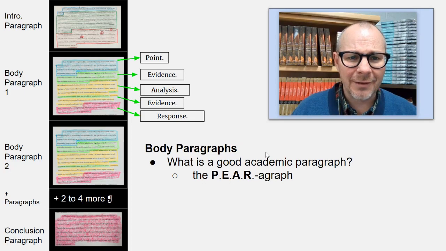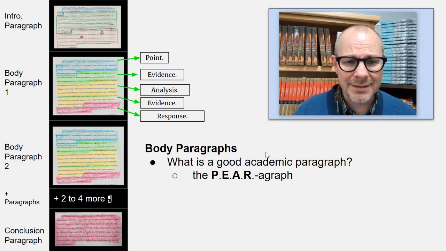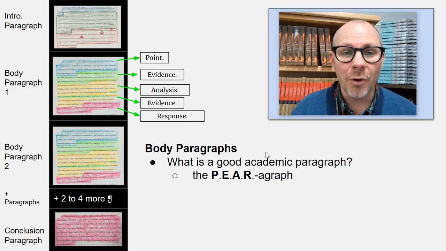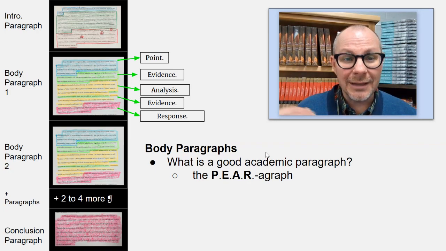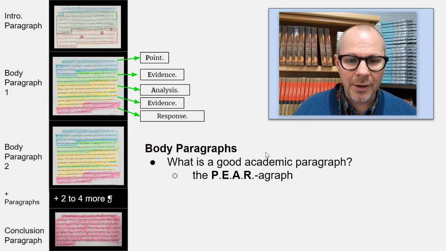Good academic paragraphs have a point. There's evidence and analysis that happen, maybe some more evidence, and then finally, what I call response, but it's just kind of like where your argument moves forward. So I'm going to dig into a lot more detail about how to build paragraphs like that.